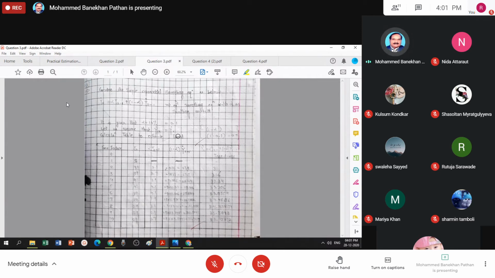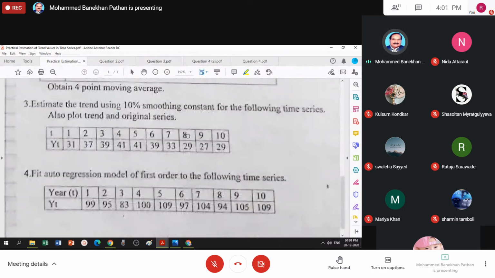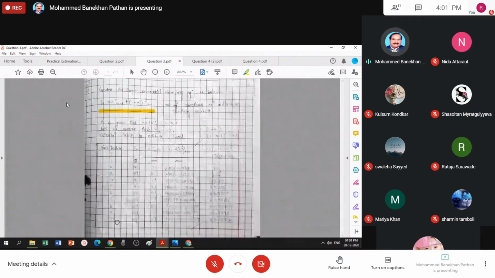Calculation table to estimate the trend. By using this equation, we prepare a calculation table. Time factor t, we use 1 to 10. In the problem, you can see t is 1 to 10. It may be here also, doesn't matter. You can make change of origin and scale. So I have 1 to 10. These are the values of the time series.